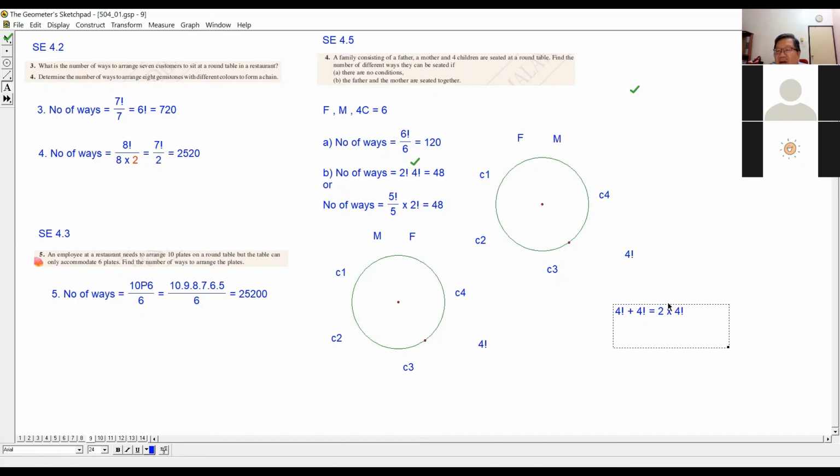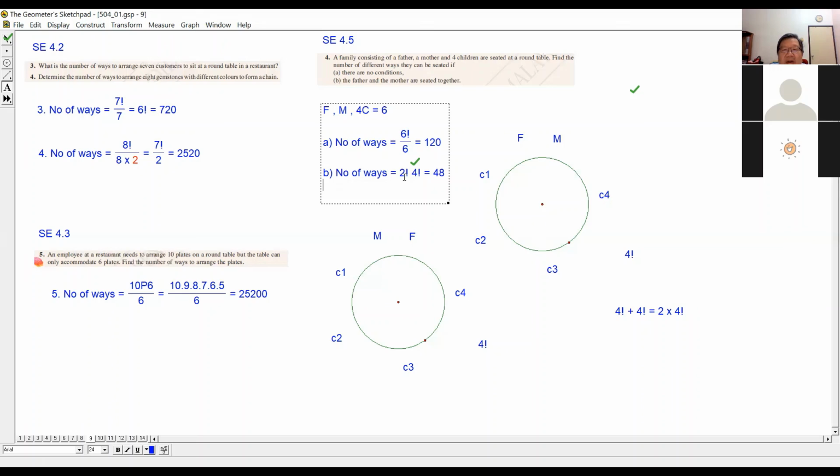But we can say that this 2 is actually the number of ways in which you can arrange the father and mother. So actually the 2 here means 2 factorial, right? 2 factorial, and the children can be arranged in 4 factorial. That's why I have 2 factorial multiply with 4 factorial equals to 48. So it should be like this, right? 2 factorial multiply with 4 factorial.